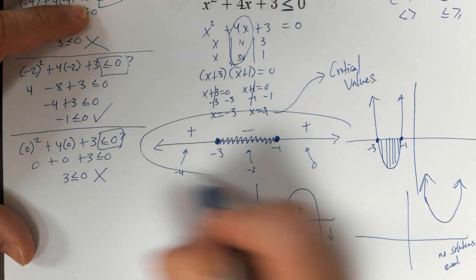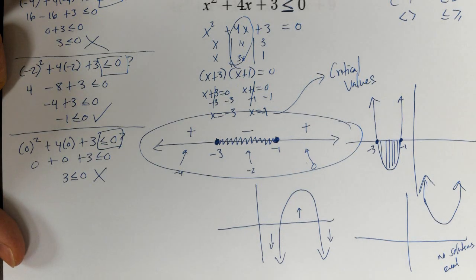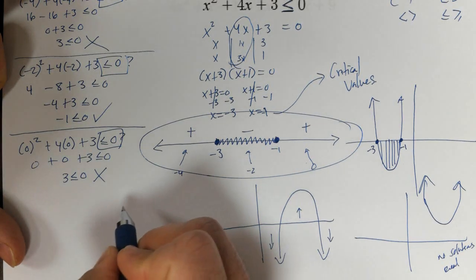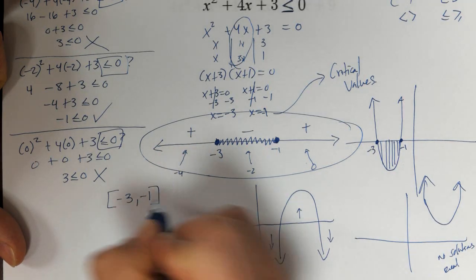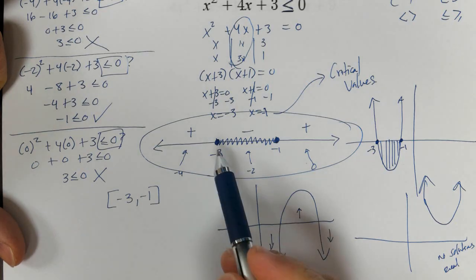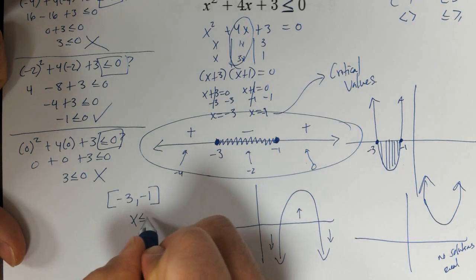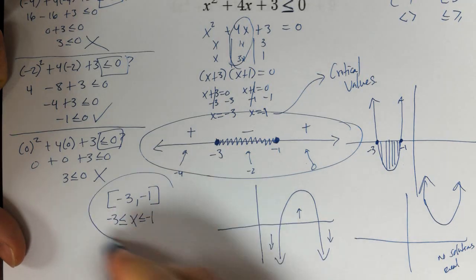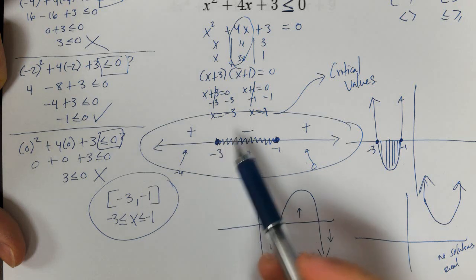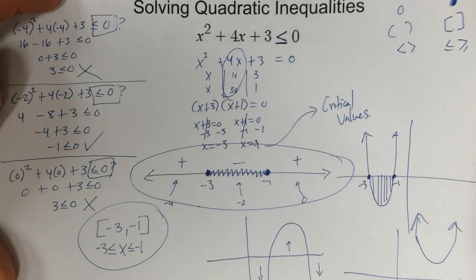So I have this solution as a coordinate line, or as a number line. And then I also can write it as interval notation with brackets because it's a closed dot. And I can also say x is less than or equal to -1 while being greater than or equal to -3. These are all different ways of expressing the same solution set. Let's try one last one.